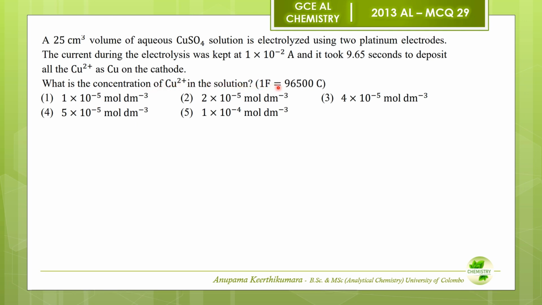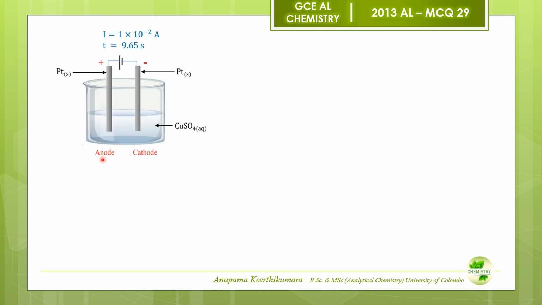Faraday constant equals 96,500 coulomb. This is an electrolytic cell. During this electrolysis process, aqueous copper sulfate is electrolyzed using platinum electrodes. This solution contains copper 2 plus ions, sulfate ions, and water molecules.